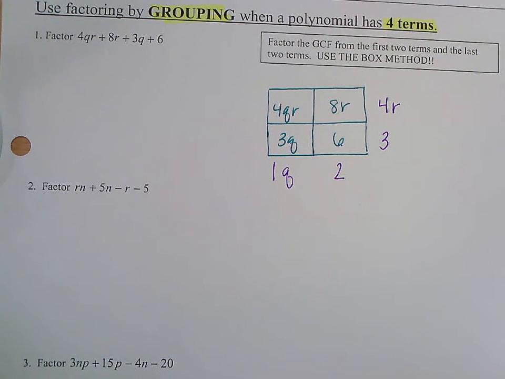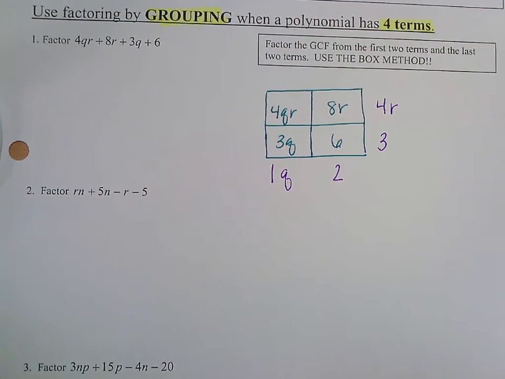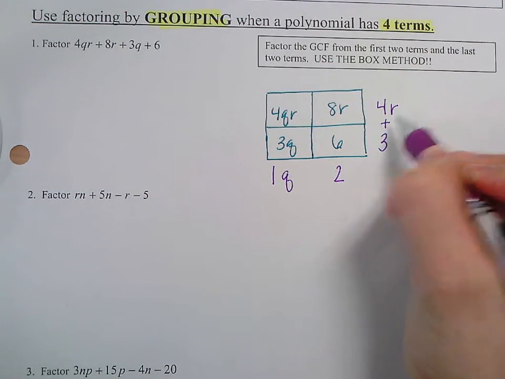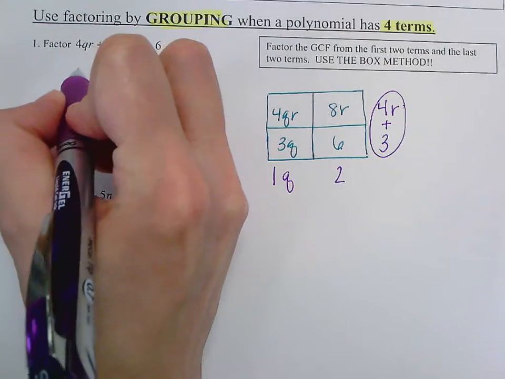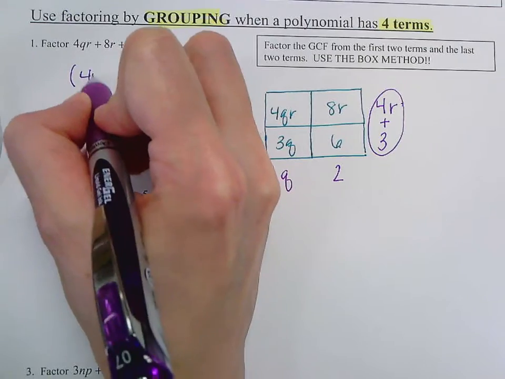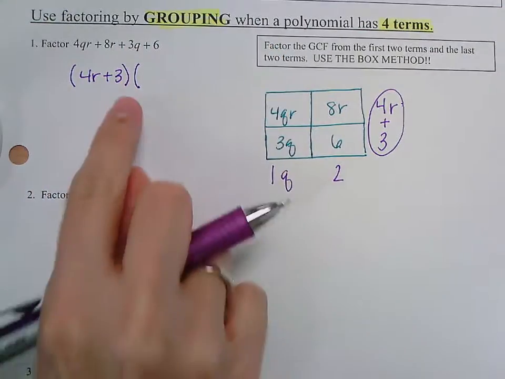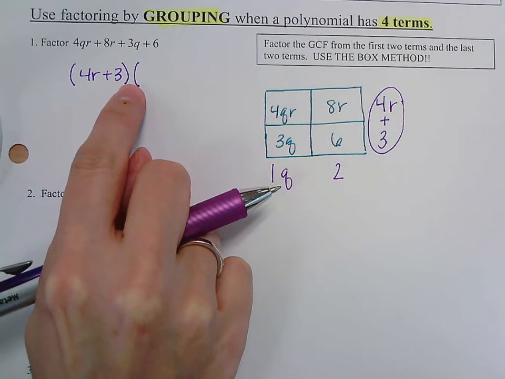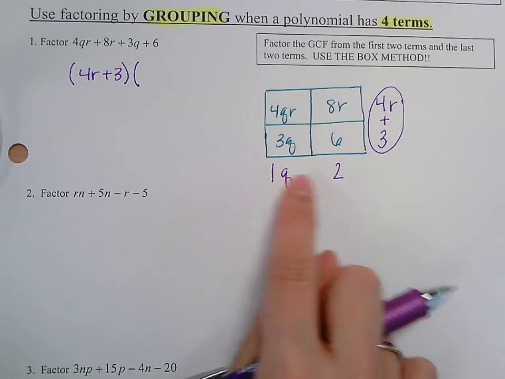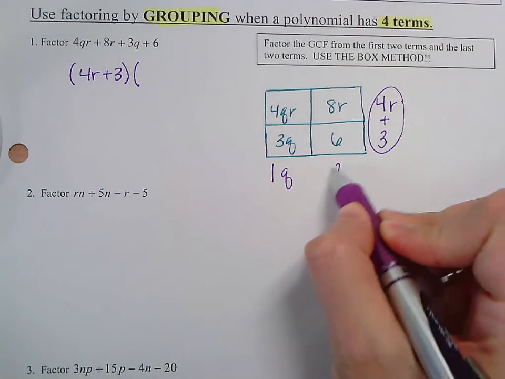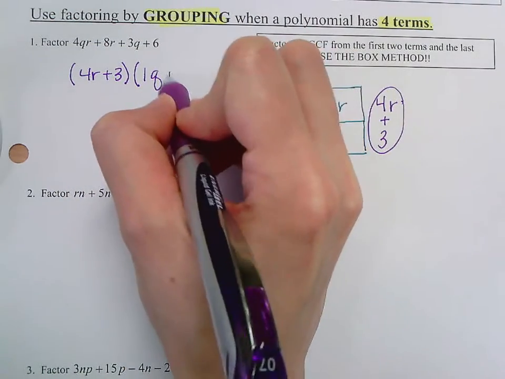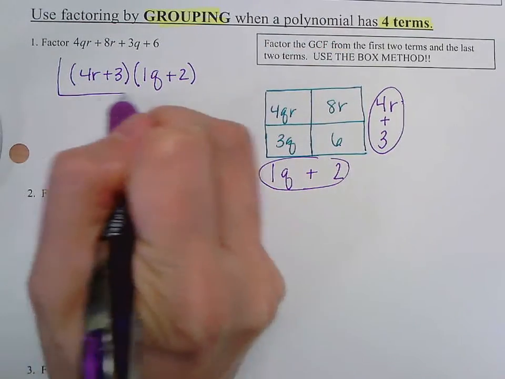So now here is how I get my answer. Here's the factored form. Because this 3 is positive here, there's like a plus sign in between. So one of my factors is the quantity in parentheses 4R plus 3. And then notice I just put another set of parentheses. There's multiplication in between, so you're not putting a plus or minus symbol in between. This is my second factor, my second set of parentheses. And again, this is positive, so I could put a plus there. I have 1Q or just Q plus 2. That is my factored form.